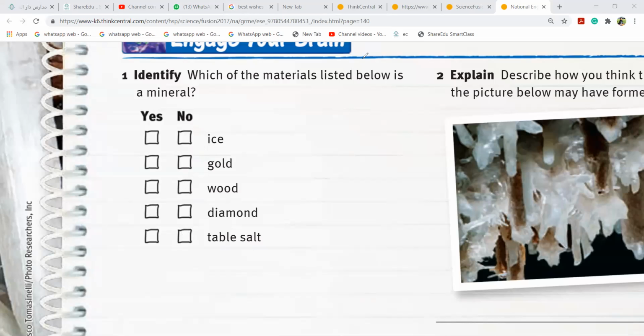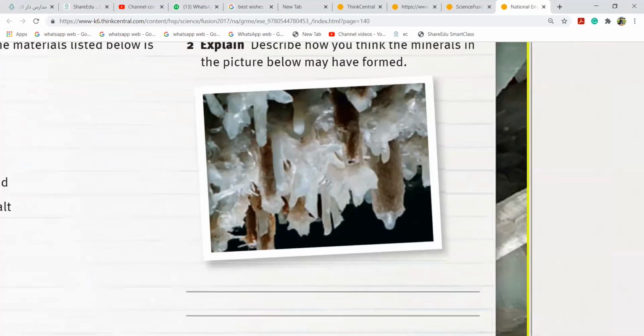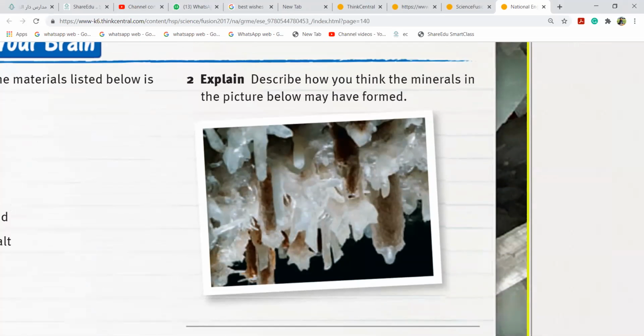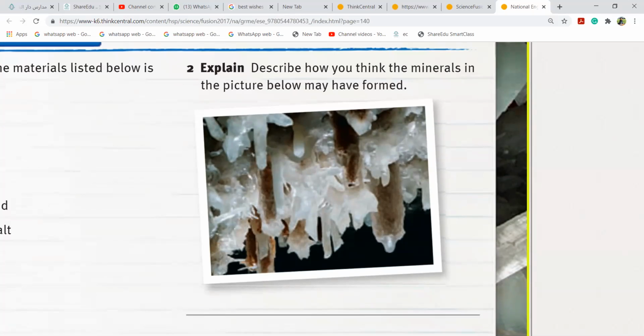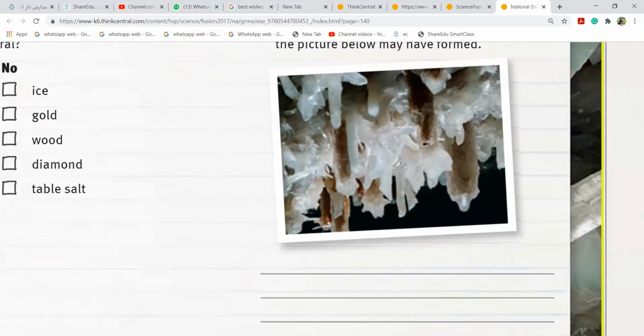So here, describe how you think the minerals in the picture below have formed. What do you think, how they formed, by looking at the picture? They are shiny, of course, by rocks. Of course, by rocks. Okay.